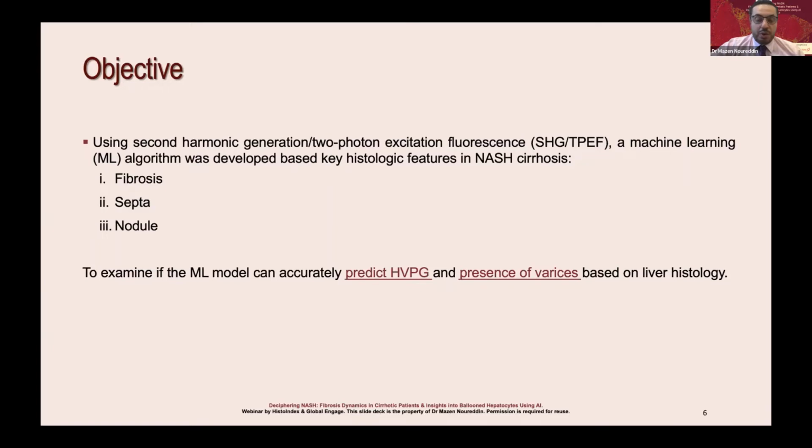And what we did is we took advantage of some of the NASH cirrhosis study. I remind you, the studies by Garcia et al.